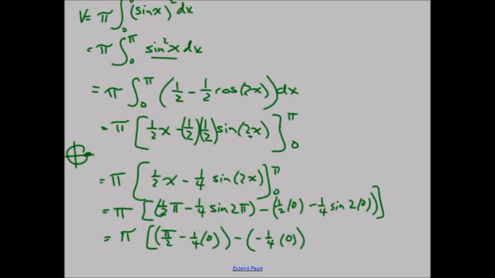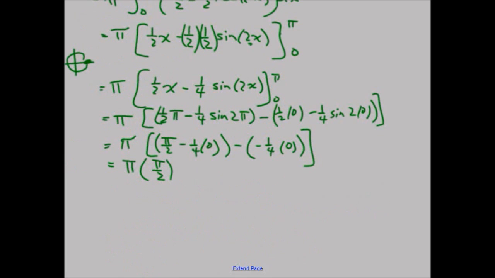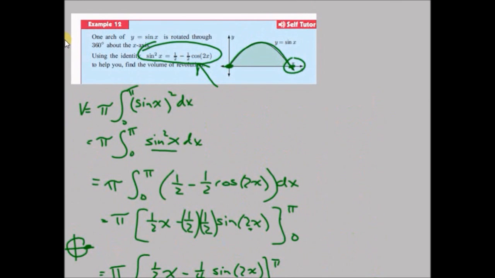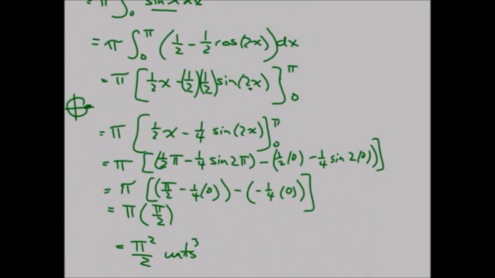Okay, so that's 0. So pi times pi over 2, subtract 0, subtract 0. Okay, so pi squared over 2. And do we have units? No, we do not. So this is a volume. It is units cubed. Okay, so the volume of that rotated around the x-axis 360 degrees would be pi squared over 2.